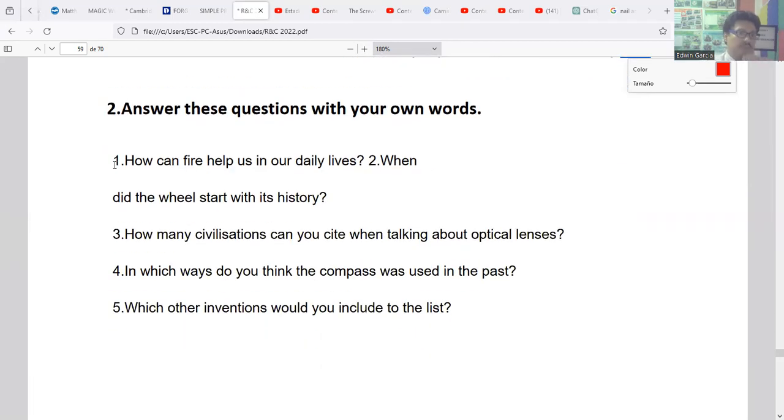Number 2, answer the question with your own words. How can fire help us in our daily life? What can we say about it? For what do we use fire?